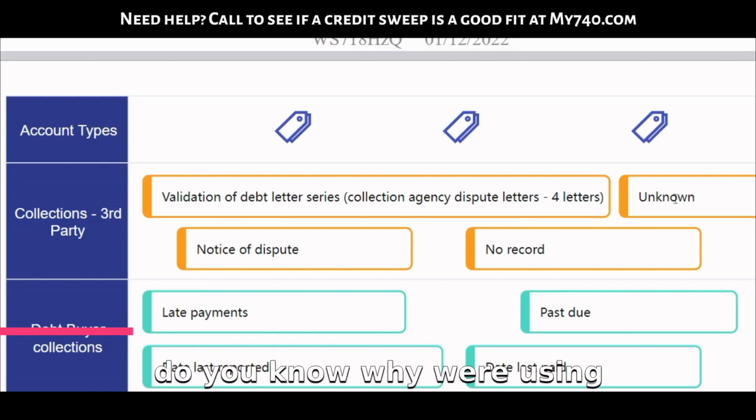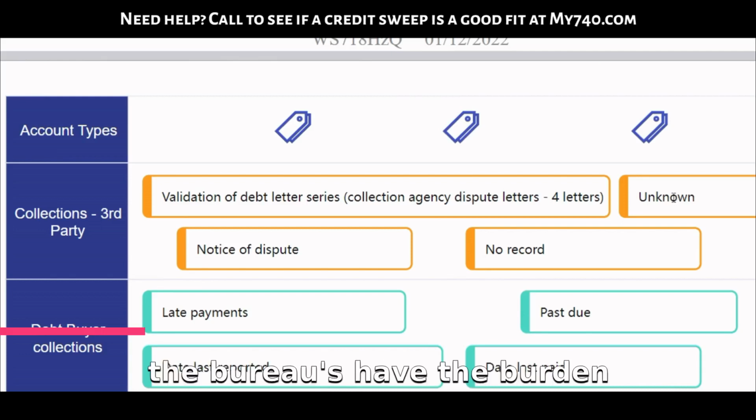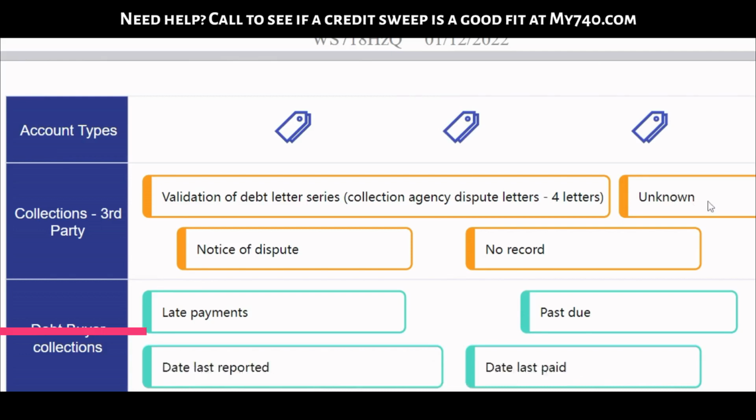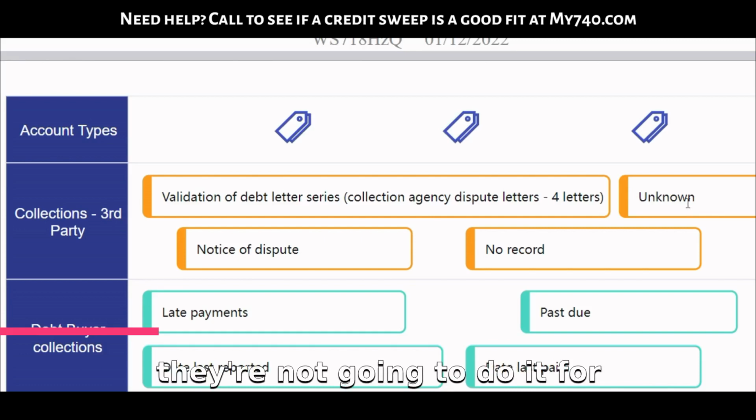Now, do you know why we're using unknown? Well, it's really, really simple. In Cushman versus TransUnion from 1997, the congressional opinion was that the bureaus have the burden of proof, okay? The bureaus have the burden of proof, and they try to put it over on you and the creditor or the collector, and went, no. They have a very specific job, and you need to make them do it, okay? They're not going to do it for you.